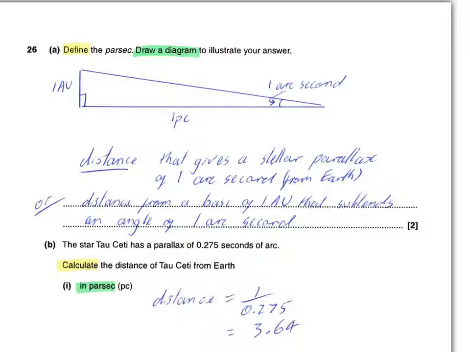So the definition then is the distance. The word distance was underlined on the mark scheme, so you've got to make it clear whenever you're defining a unit, what is it a unit of? It's the distance that gives stellar parallax of 1 arc second from the Earth.